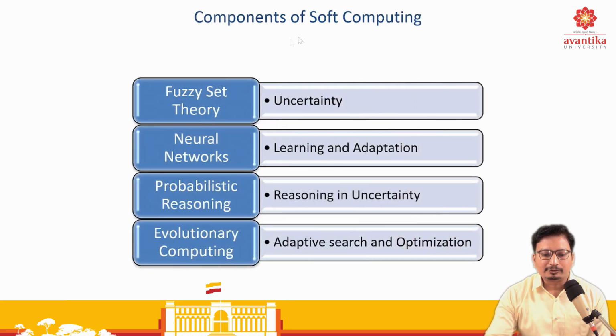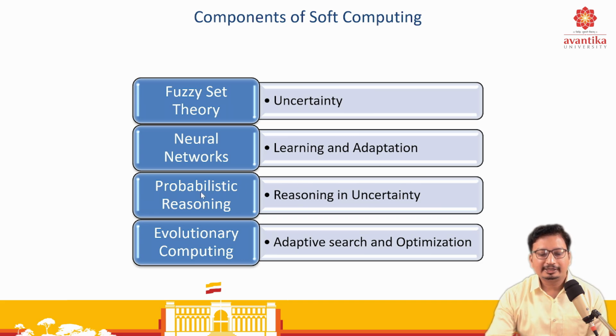Now, as we proceed further, the components or approaches which we use in soft computing include fuzzy set theory, which is generally based on the uncertainty principle, and neural networks, or we say artificial neural networks, which replicate the human brain, in which we are using learning and adaptation according to the environment and to the problem.